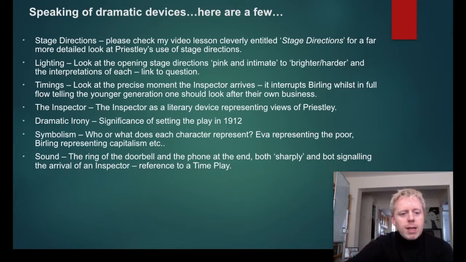Symbolism even is another dramatic device that Priestley uses. So who and what does each character represent? For example, Eva Smith representing the poor, Birling representing capitalism, and so on. And then sound. The ring of the doorbell and the phone at the end, both sharp, and both signalling the arrival of an inspector, a reference to a time play. You can check in with another video about what a time play is as well.